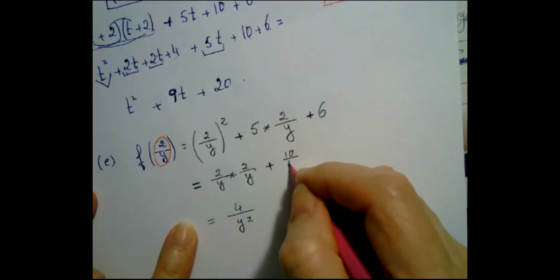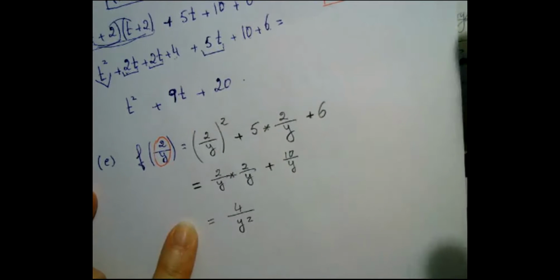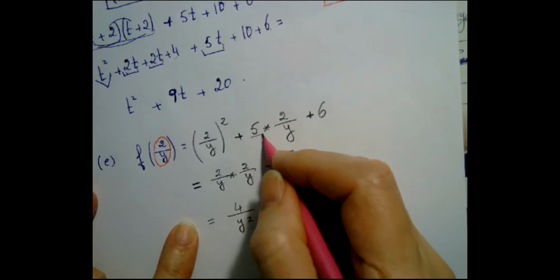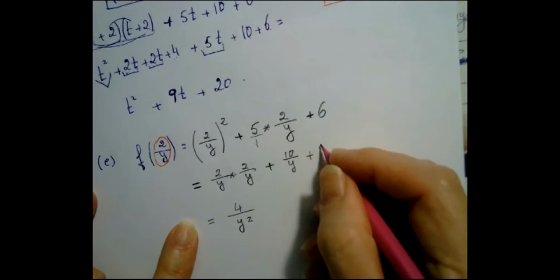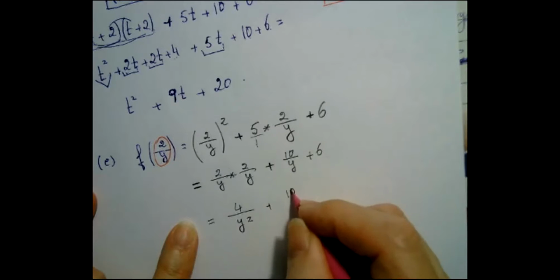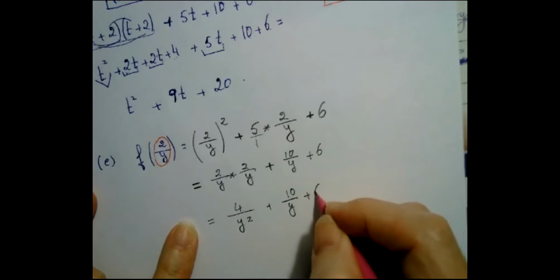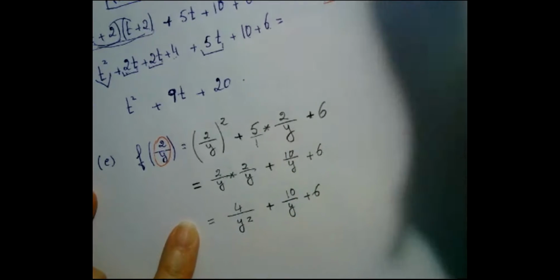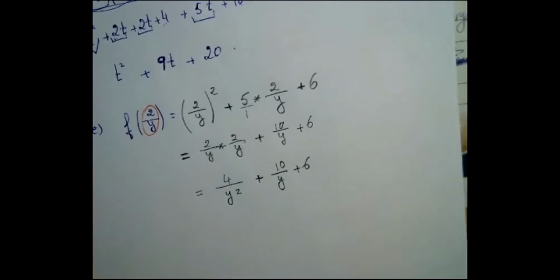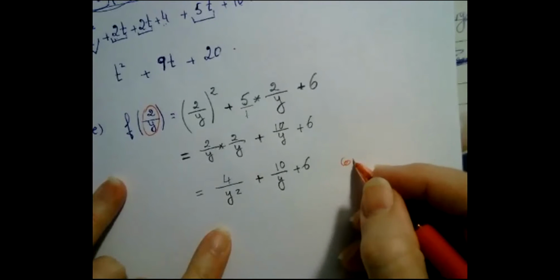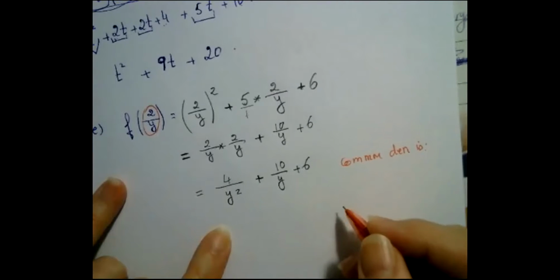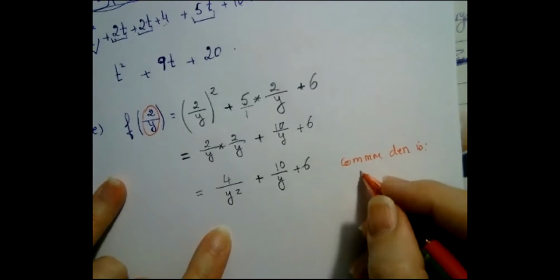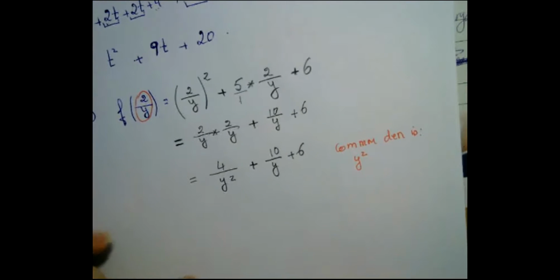Absolutely correct. Because it's 2 over y plus 2 over y plus 2 over y plus 2 over y plus 2 over y; 5 of them means 10 over y. Or you can say it's 5 times 2 over 1 times y, whichever you want. So far, so good. Keep going. Now you have to find the common denominator. What's the common denominator? y squared. Absolutely, y squared is the common denominator.